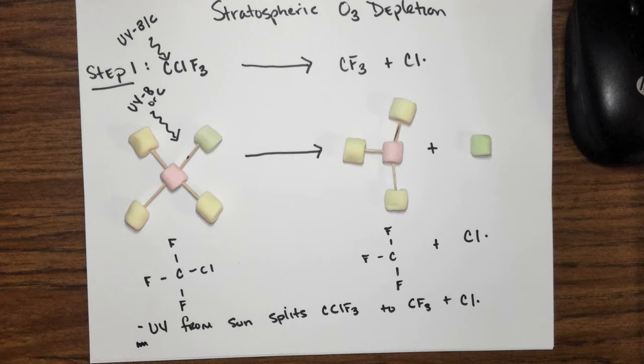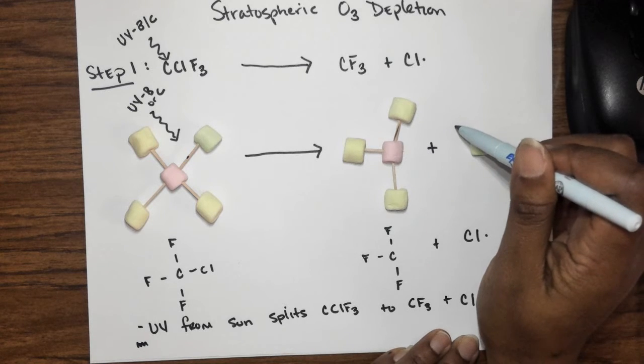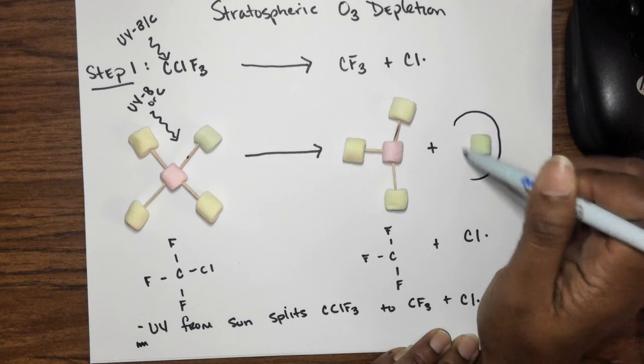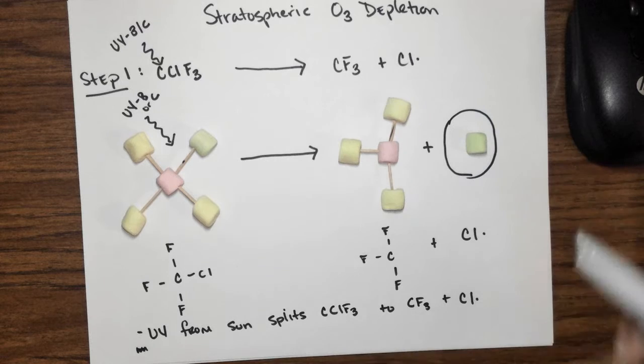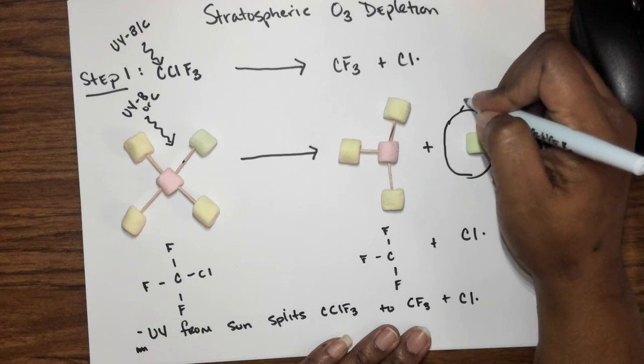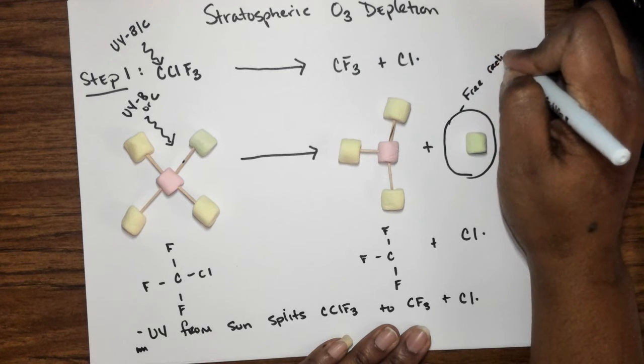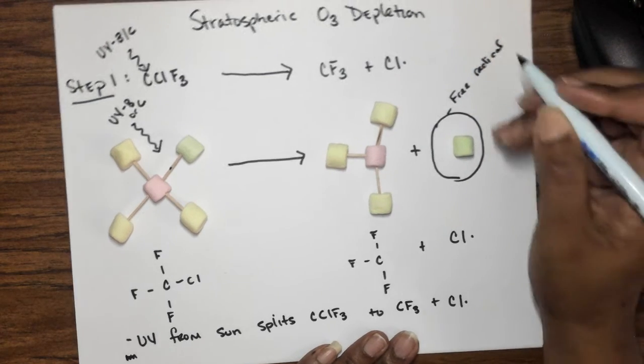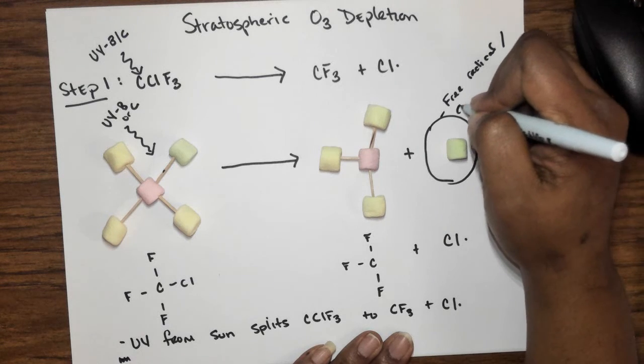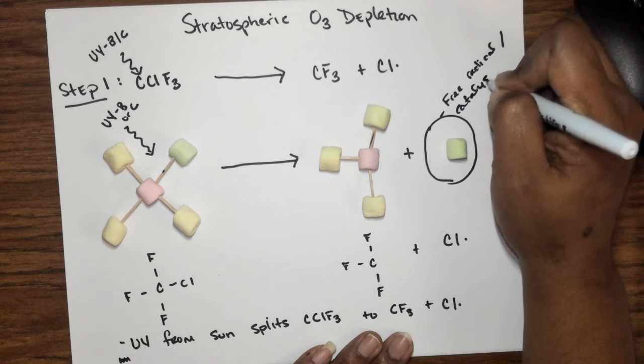Okay, take that picture, and we're moving on to step 2. So now we have this. We call this a free radical, or a catalyst. And so I'm going to explain that in just a minute.